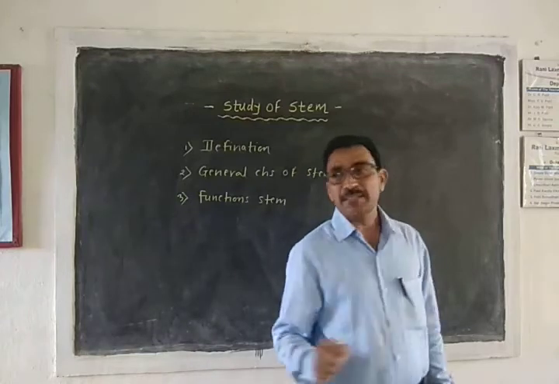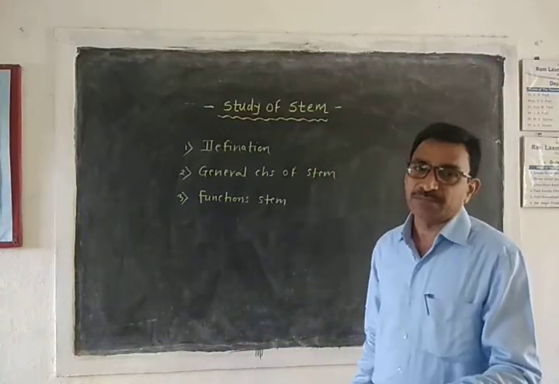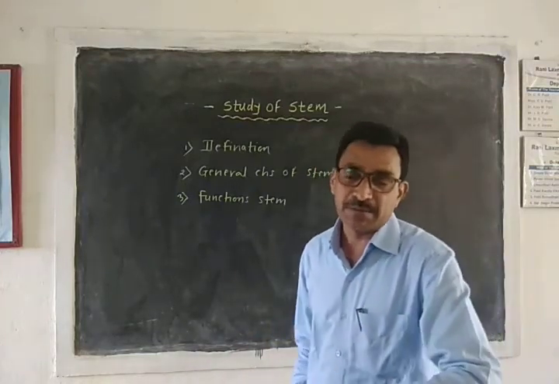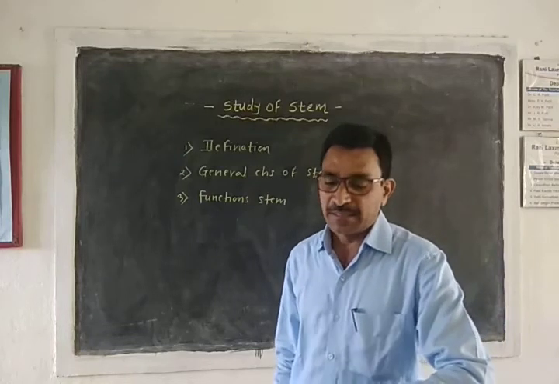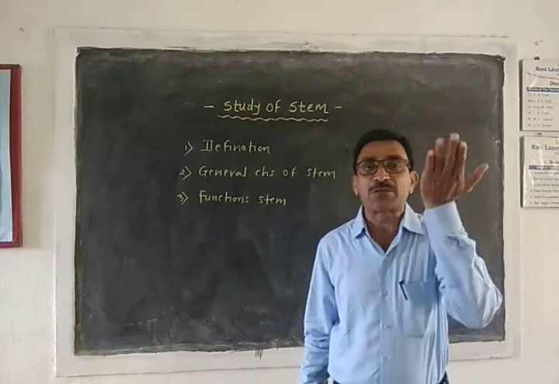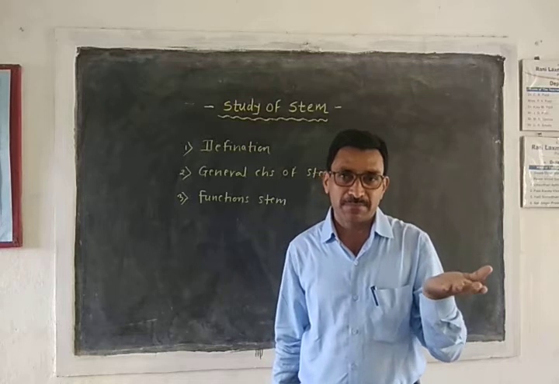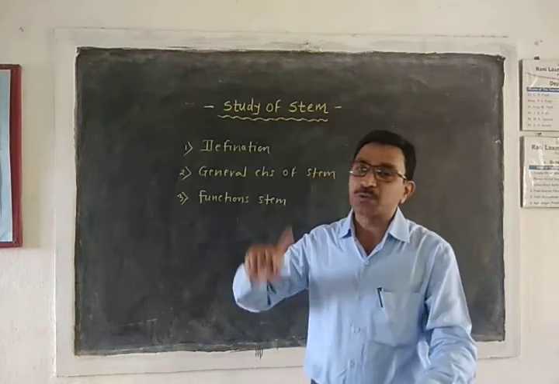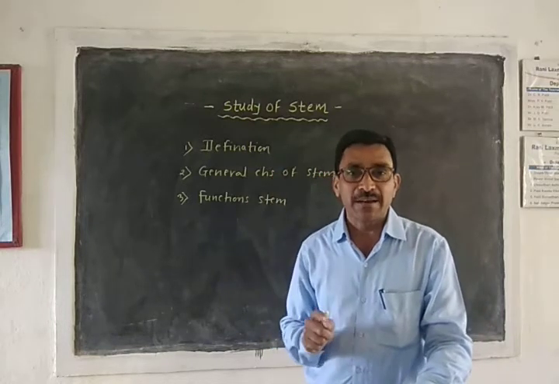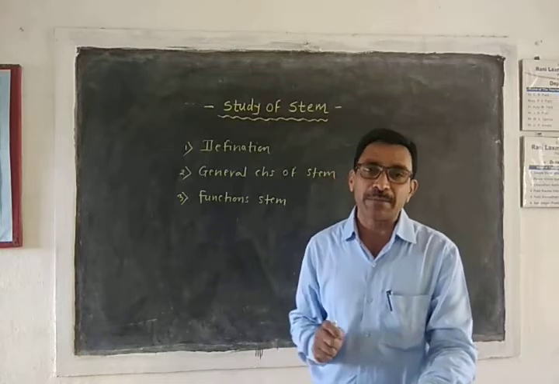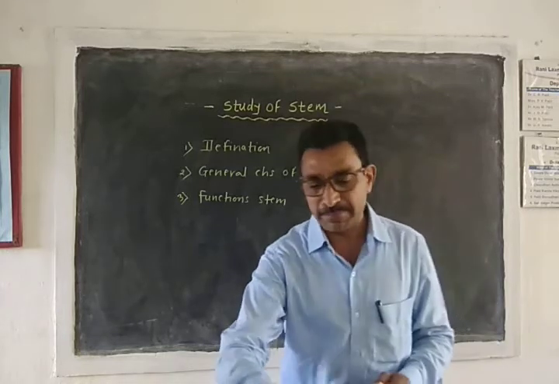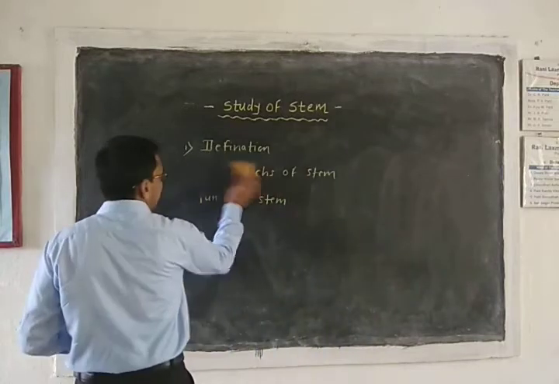Our first point is the definition. What is stem? What is the definition of stem? Stem is an ascending axis of the plant body which grows towards the sunlight and away from center of gravity. It is called as stem.